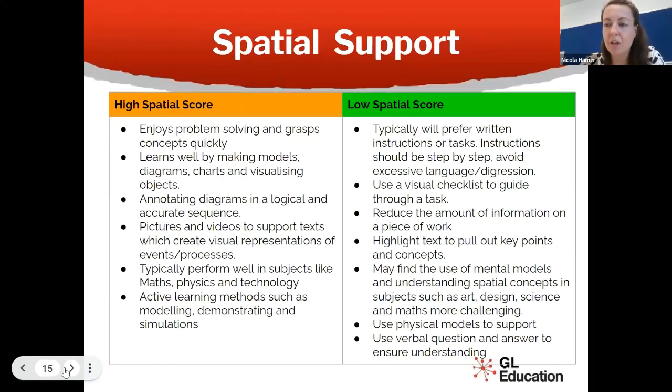So again, if you look at your child's spatial bar in the bar chart, you can determine whether it's high or low. And this, again, same format, gives you strategies and ideas.